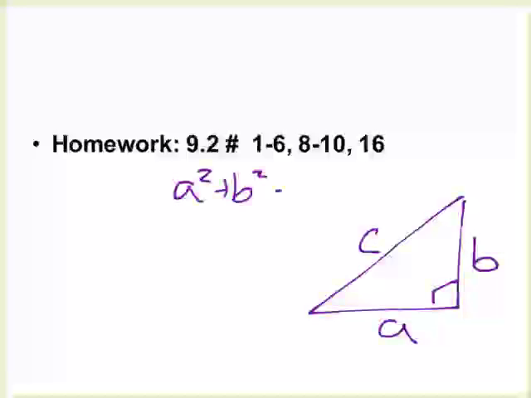A squared plus B squared equals C squared in general. If it happens to be a 30, 60, 90, or 45, 45, 90, then we can apply some special patterns. But if we don't know for sure that it is one of those special patterns, we can still do Pythagorean theorem. A squared plus B squared equals C squared. So you will need to use Pythagorean theorem on some of your questions tonight.